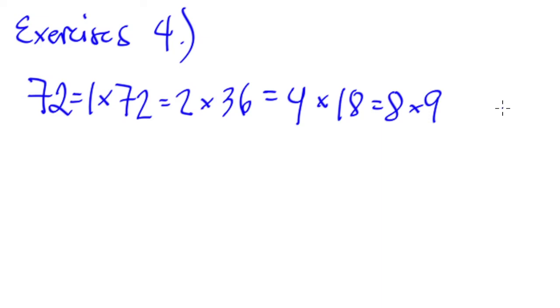What else are we missing? Let's try to divide this by 3. Is it divisible by 3? Yes, it is. 7 plus 2 is 9, so that's divisible by 3. So how many 3s are there in 72? We have 24, right? 24. And then this is equal to double this and half this. We have 6 times double this and half this, that's 12.